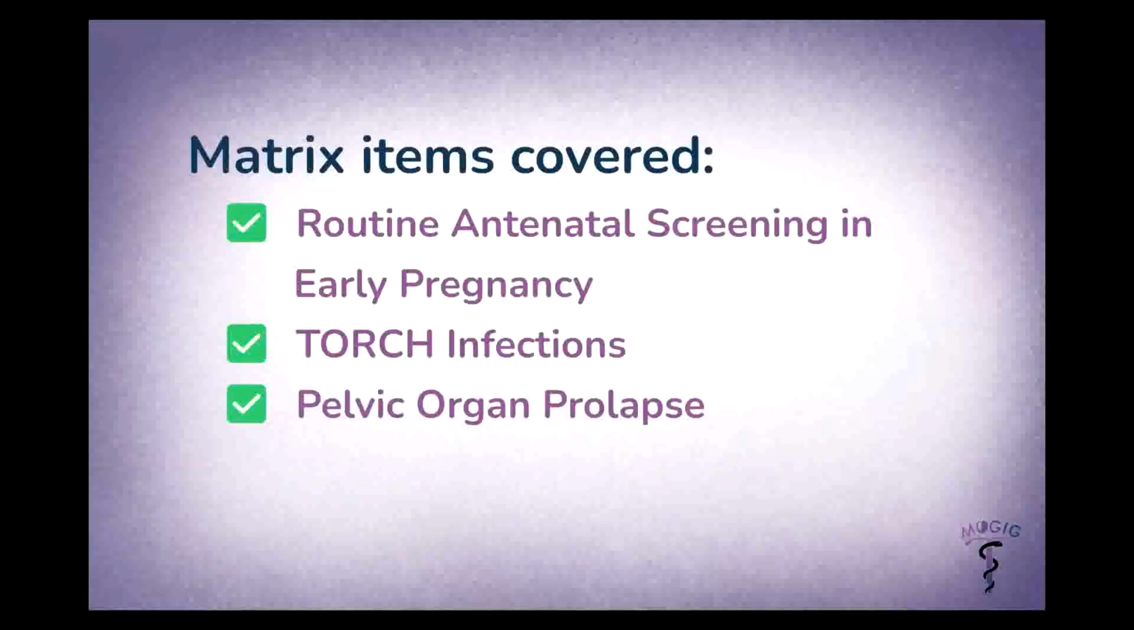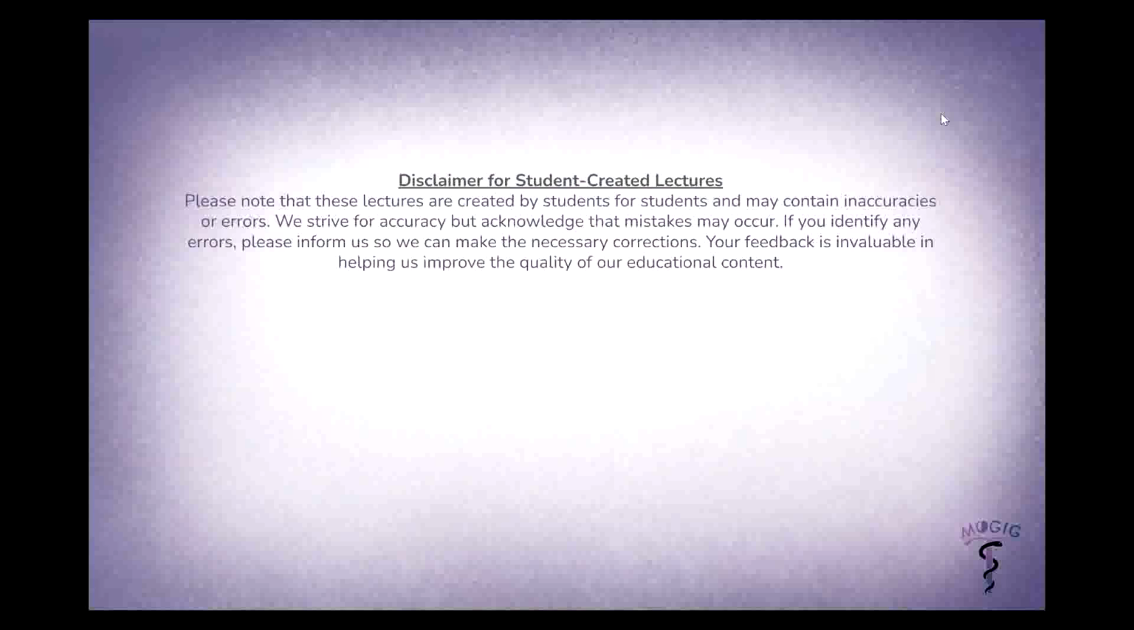The matrix items covered by today's lecture will be routine antenatal screening in early pregnancy, TORCH infections, and pelvic organ prolapse. All of these topics are particularly important to know for your O&G exams and also for your clinical practice, but I'd pay particular note to the TORCH infections, as these are also covered in your paediatric matrix as well. Just a disclaimer that the lectures we create are only created by students for students and may be inaccurate or incorrect, especially as they become less recent. We do try to keep them as accurate as possible, but please know that we do make mistakes, and please let us know if you do identify any.